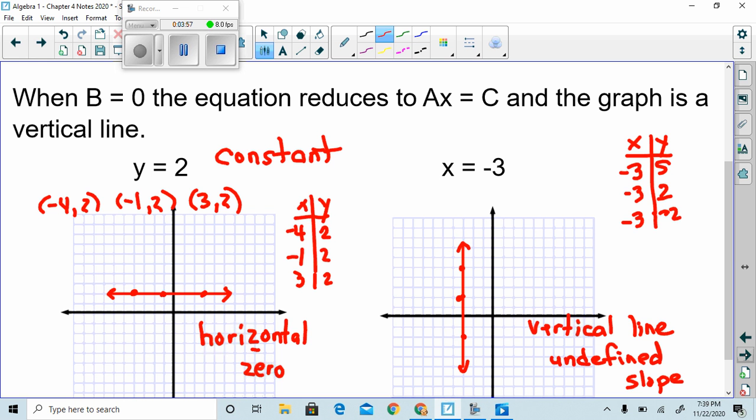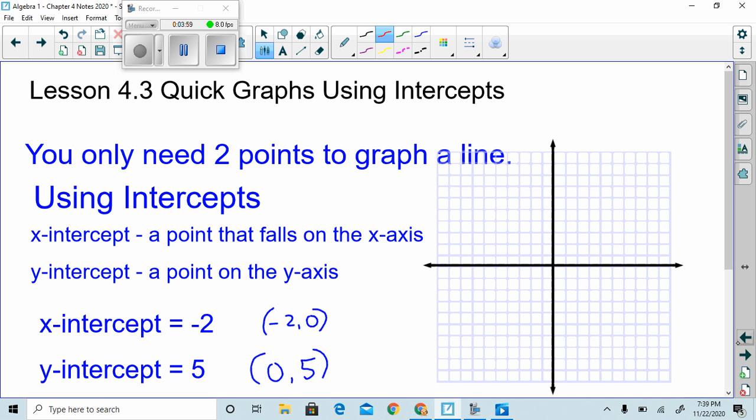Now let's talk one more time about graphing linear equations. We did it with the table of values, but there's got to be an easier way, and there's actually two. We realize that when we're graphing a line, there are an infinite number of points, but we only need 2 points to graph the line. So we're going to rely on 2 key points: the point that falls on the x-axis, which is your x-intercept, and a point that falls on your y-axis, your y-intercept.